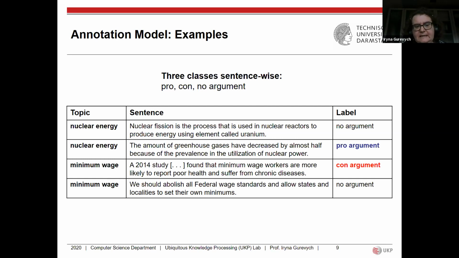Then we have another topic of minimum wage, and the sentence is: a study found that minimum wage workers are more likely to report poor health and suffer from chronic diseases. Here, the sentence talks about negative consequences of the minimum wage. This is why this is a con argument. And finally, the last sentence is: we should abolish all federal wage standards and allow states and localities to set their own minimums. So here we have a sentence which expresses an opinion. However, it does not give a reason. And I have mentioned that the reason is something which is part of the argument definition in our scheme. And this is why we classify this as no argument. And the example sets our approach apart from the discourse agnostic stance detection task.